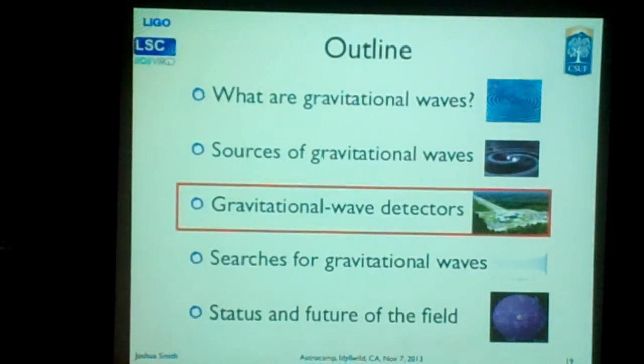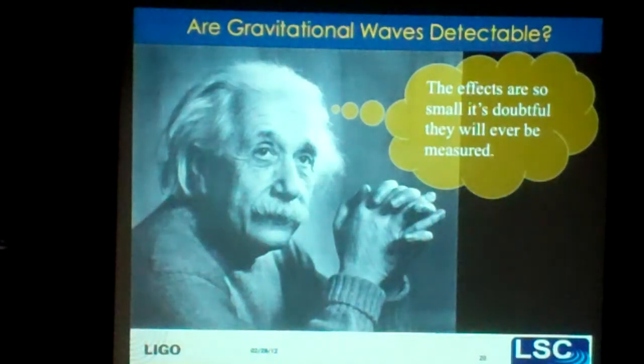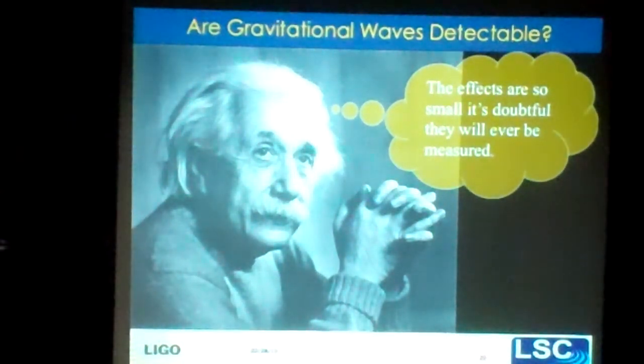So now we're going to move on to the part where I come in a little bit, gravitational wave detectors. Einstein thought of gravitational waves in 1915 and got the right equations in 1916. But as for whether we could ever detect them, he didn't think so. He thought that the effects were so small, it's doubtful we could ever measure them.